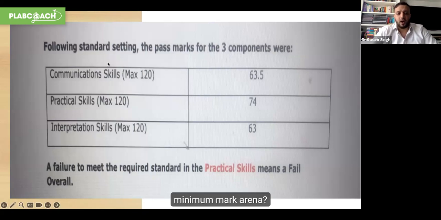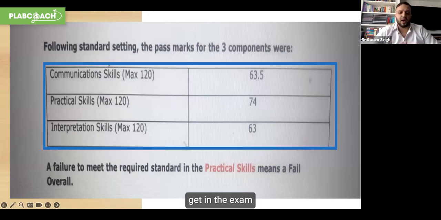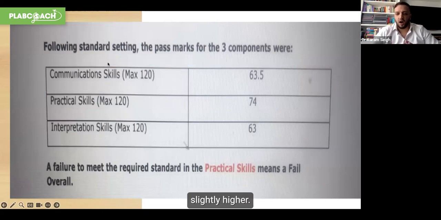What would be the average minimum mark, Arena? That's what I've discussed on this slide. So roughly the numbers that you see here are around the numbers that you might get in the exam as a standard setting of pass marks. They may be slightly higher. I've seen them lower. I've seen interpretation skills as low as in the 50s. I believe 58, 59 was the lowest. So if you think about it, out of 120, that's around 50, 60%. You should be getting that anyway to show that you are a safe, competent doctor. 50, 60% is not difficult.